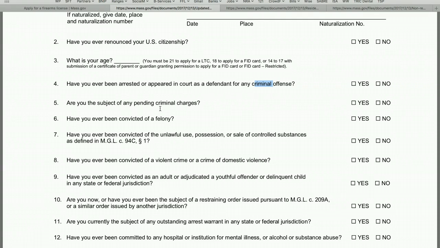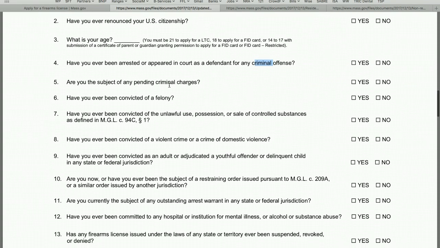Okay, so are you subject of any pending criminal charges? That goes without saying, okay? If you're currently going to trial and people are trying to accuse you of something and you haven't beaten the case yet, then you're not able to apply for your license to carry, okay? So that's why they're asking you this question right here. Obviously, if you're going to court and you got criminal charges, then it does look negatively against you. So they're not going to let you do that. So get that court case cleared up, beat the case, and then you can go ahead and apply for a license to carry.